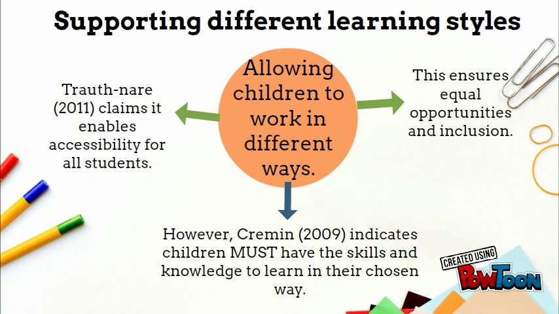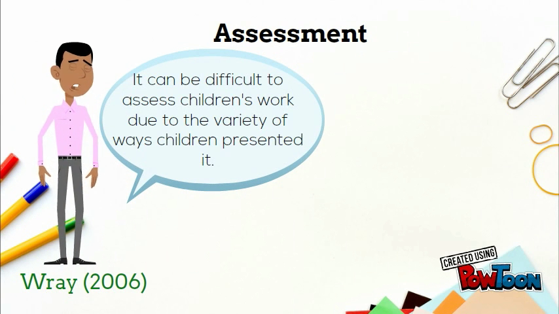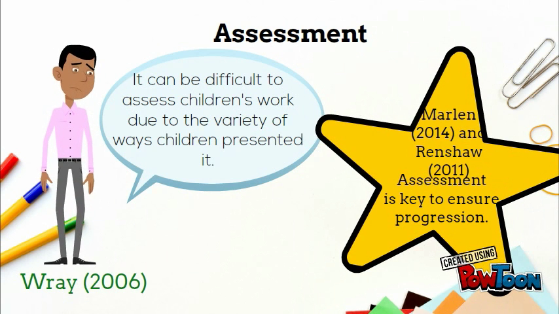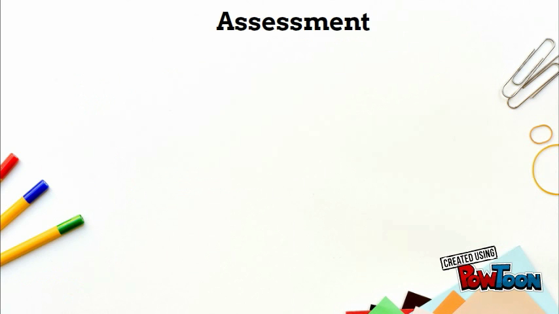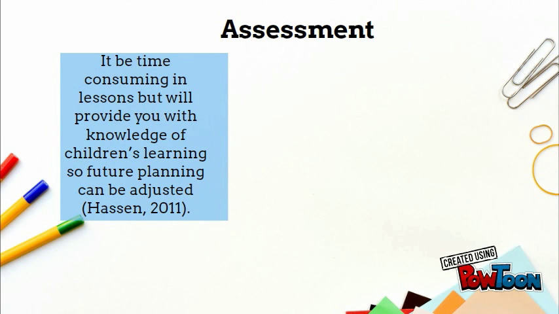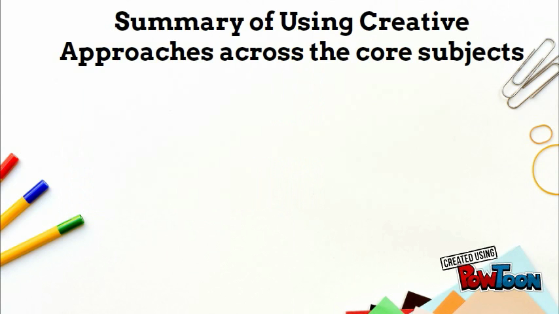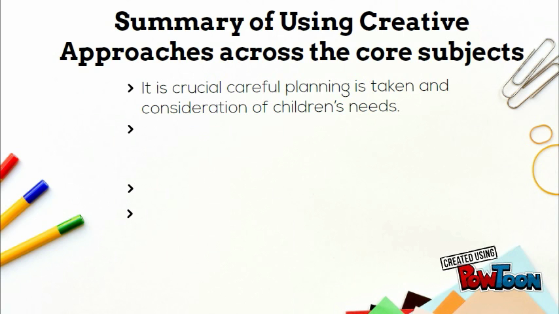However, it will be important to consider children's prior knowledge to ensure they have the skills to present their work in their chosen way. Ray recognises it can become difficult to assess children's work due to the variety. Assessment for learning will be important to ensure children's progression. Sermin understands due to children having different outcomes, it will be important to develop success criteria so the work can be marked against this, such as shown on the slide. This can be time-consuming in lessons, but will provide you with knowledge of children's learning so future planning can be adjusted accordingly. It is important to understand different assessment types will be suitable for different approaches, and teachers need to consider a wide variety. As seen, it is crucial careful planning is taken and consideration of children's needs.